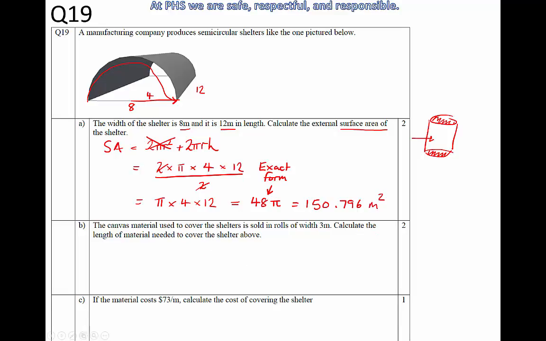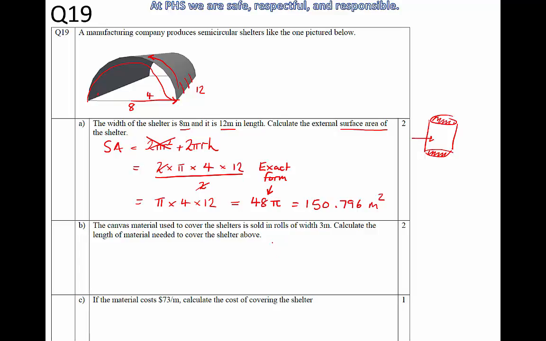The canvas material used to cover the shelters is sold in rolls of width 3 meters. Calculate the length of material needed to cover the shelter. So if we've got a 3 meter width, that's going to be 1, 2, 3, 4 lots. So we've got 4 lengths that are going to go along there. How far do they need to go to get over to here? That's what we're going to have to work out.